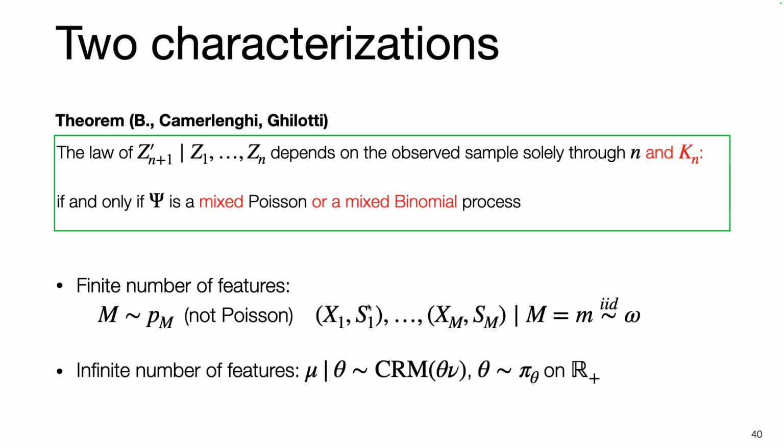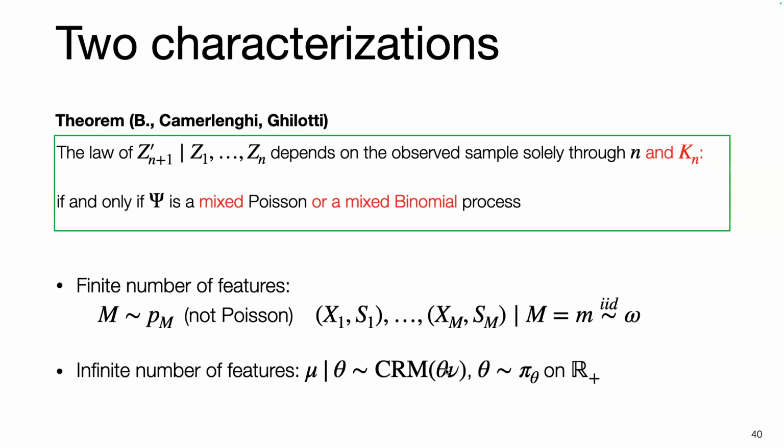And conditionally on M, the points in psi are i.i.d. from a measure omega on the space where the x lives times 0, 1. While if instead we have an infinite number of features, then we are dealing with what we call mixed Poisson processes, which means that there exists a random variable theta on R plus distributed as pi theta, such that mu given theta is a complete random measure with a Levy intensity that is nu, which is a proper Levy intensity measure, rescaled by the scalar theta.